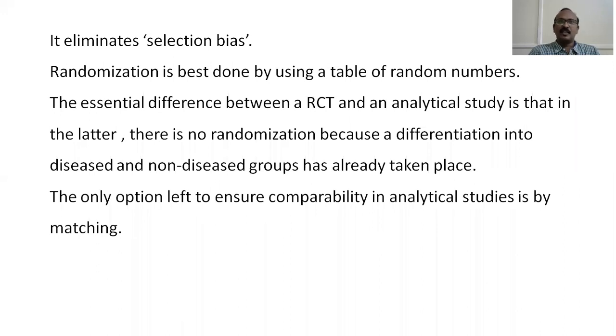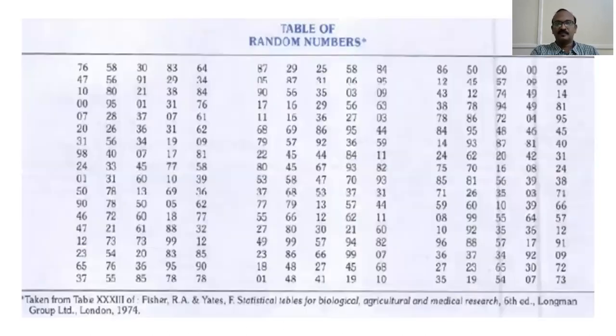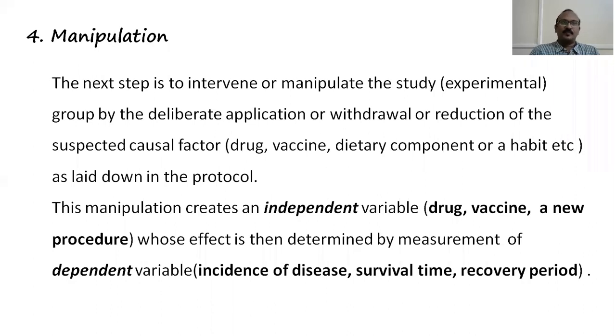Randomization is best done by using a table of random numbers, which I'll show in the subsequent slide. The essential difference between an RCT and an analytical study is that in the latter, that is in analytical studies, there's no randomization because a differentiation into disease and non-disease groups has already taken place. The only option left to ensure comparability in analytic studies is by matching. So this is a table of random numbers which helps in the allocation of this experimental group or study group into experimental and control groups. Manipulation.